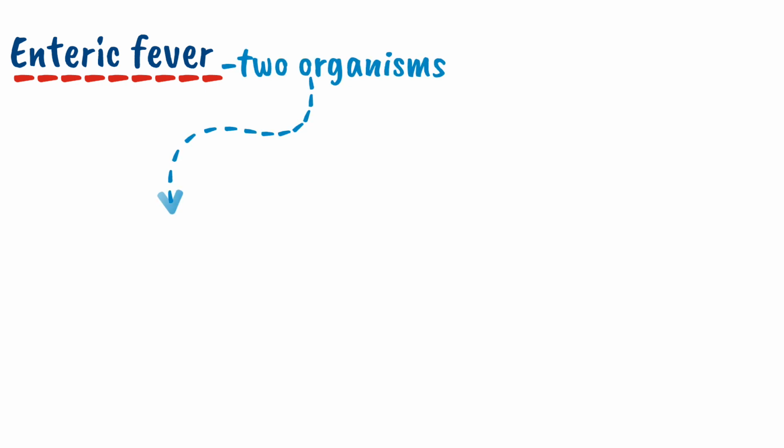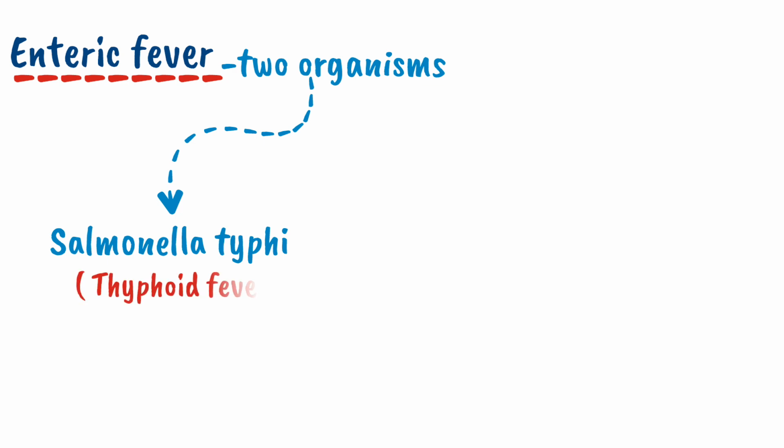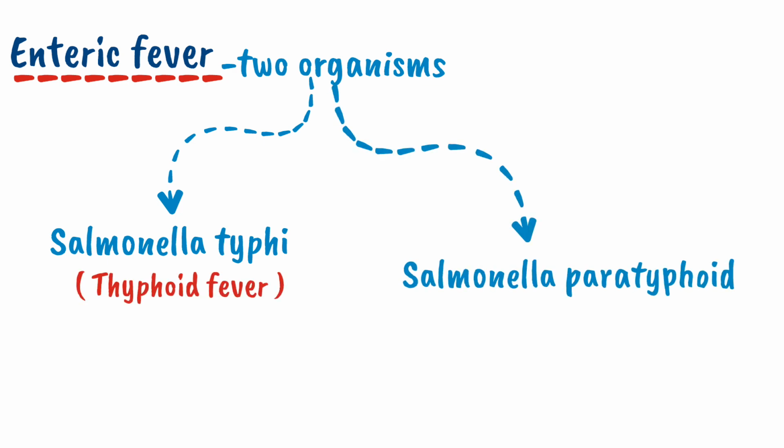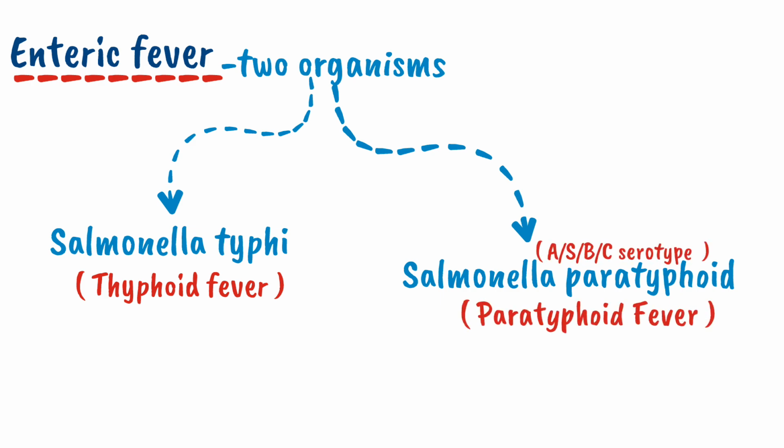Enteric fever is caused by two groups of organisms. The first one is Salmonella typhi, which causes typhoid fever, and the second one is Salmonella paratyphi, predominantly A, B and C serotypes, causing paratyphoid fever. Both of these organisms, Salmonella typhi and paratyphi, are gram-negative bacilli.